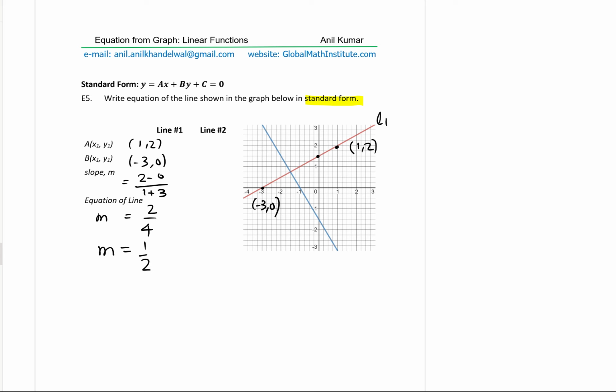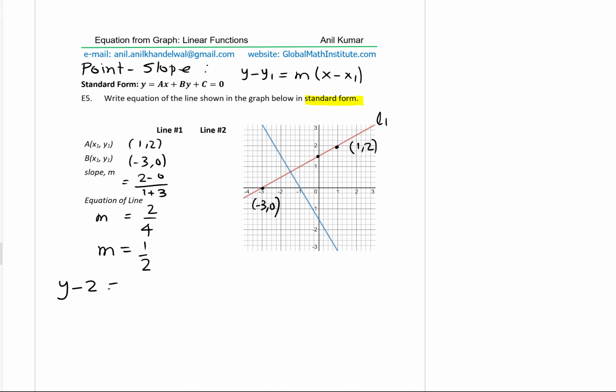So we can use the equation y minus y1 equals m times x minus x1. This is one way of going about. So we'll use this particular equation, which is the point slope equation, right? This equation is called the point slope equation. So y minus y1, we can use any one of our points, let's say 1 and 2. We'll use this point. y1 is 2.